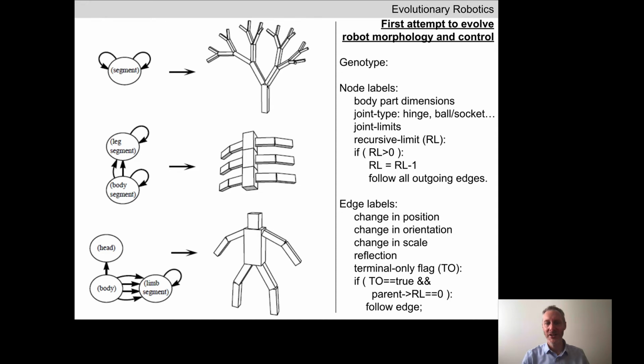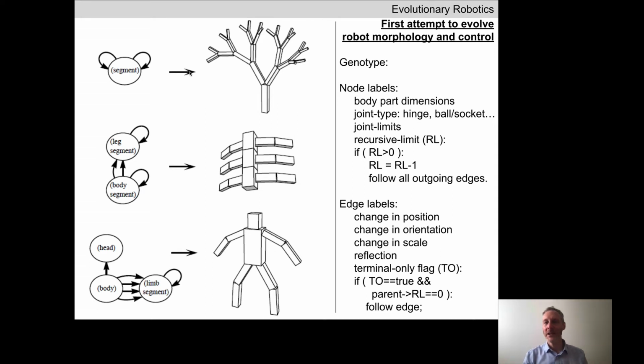I forgot to mention another detail. Obviously, there are more than 5 branches here. This recursive limit is actually reset to its original value if you have multiple edges arriving. It gets a little complicated, but I think you get the basic idea. Decreasing or increasing the recursive limit will grow more or less stuff.